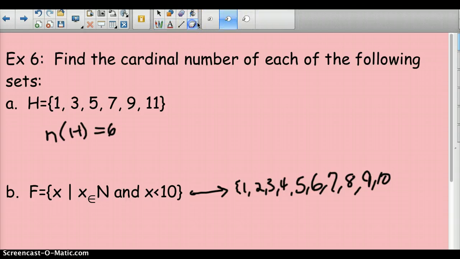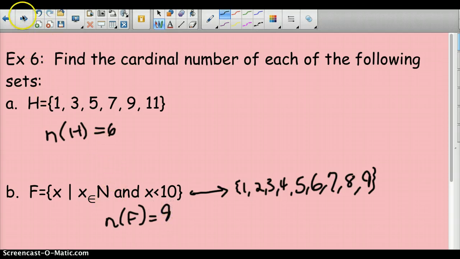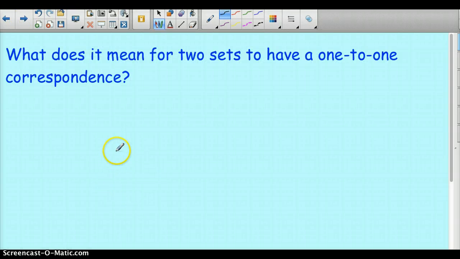But hold on now, our set of natural numbers is less than, not less than or equal to 10, but just less than. So the 10 doesn't count in this case. We will end it at 9. And if I look at that, now I can count them. All right, 1, 2, 3, 4, 5, 6, 7, 8, 9. It's a total of 9 of them. So the cardinality, or number of elements, in set F is 9. Easy stuff, not hard. That's the concept of cardinality.